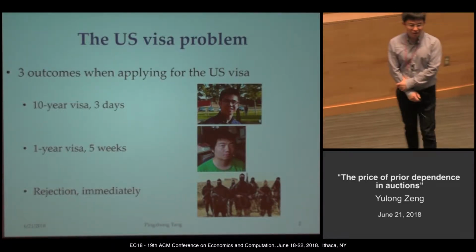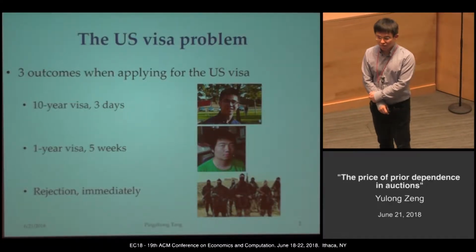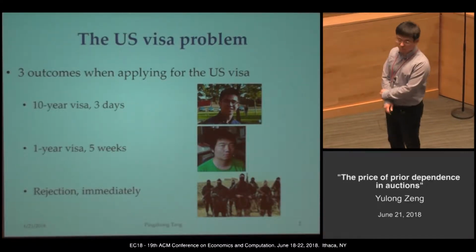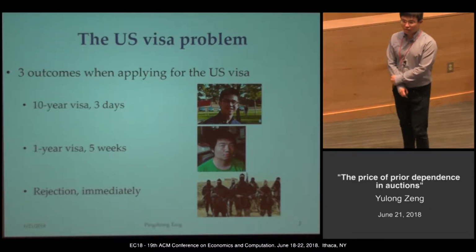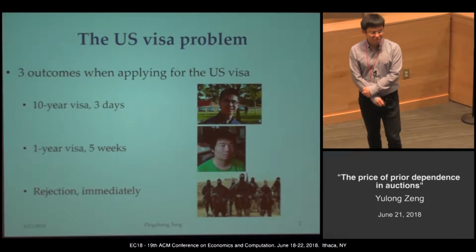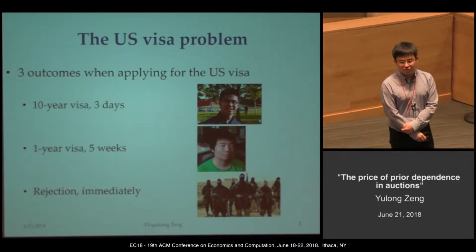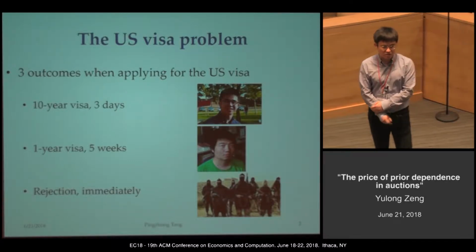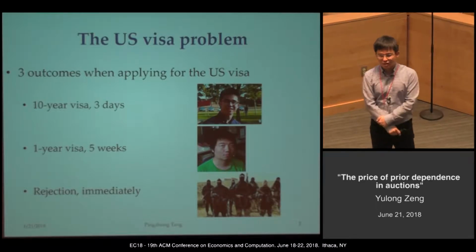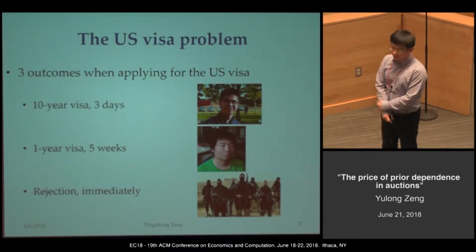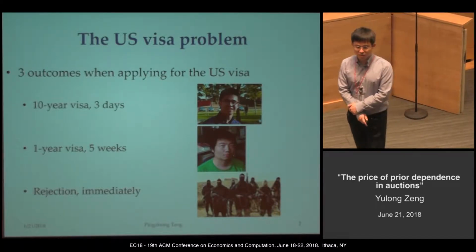When Chinese AI researchers apply for a US business visa, there are three possible outcomes. The first is that you will get a 10-year visa and you will get it within 3 days. The second is that you will get a 1-year visa, but you will have to go through a 5-week check, which is the case for Yulong, so Yulong wouldn't be able to come because of this check period. And then the third, you will probably get rejected, but that decision is immediate, okay?